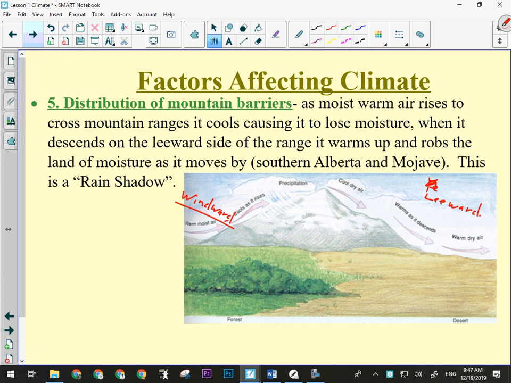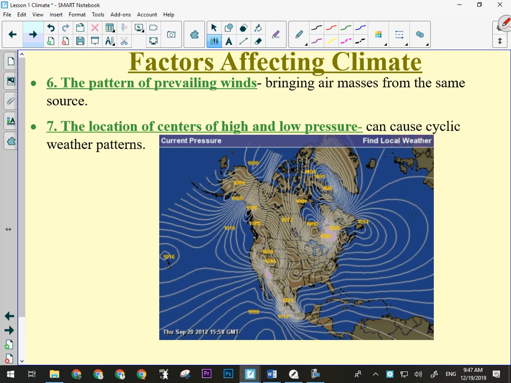Okay, questions on the effect of mountain barriers? No? Okay. Pattern of prevailing winds. Where your wind comes from typically is also going to affect your climate. Our wind typically comes from the southwest. Okay, and we'll go over in another lesson why that is. But if it's usually coming from the same place, it's usually bringing you similar types of weather.